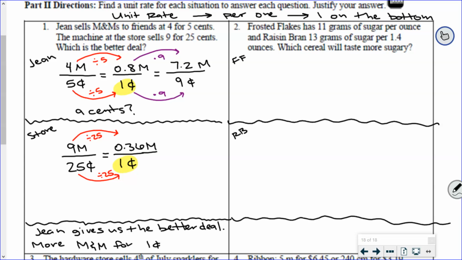All right. Now that you've had a chance to work through it, let's go over it all together. Make sure that we understand the situation. Frosted Flakes has 11 grams of sugar per ounce. So I'm going to put 11g for grams of sugar per ounce. What does per ounce mean? We've seen that before. Good. Like the hands, Jackson? Per 1 ounce.